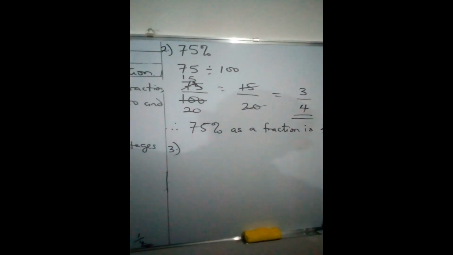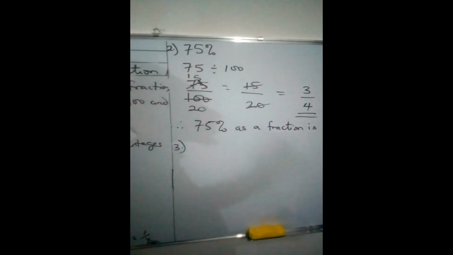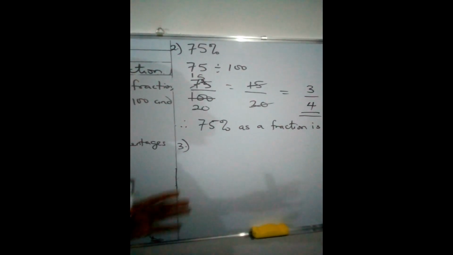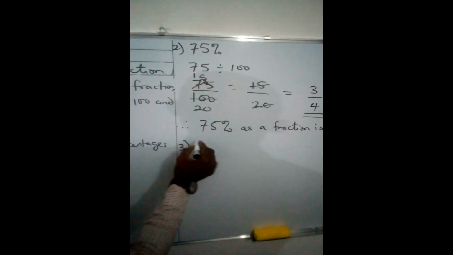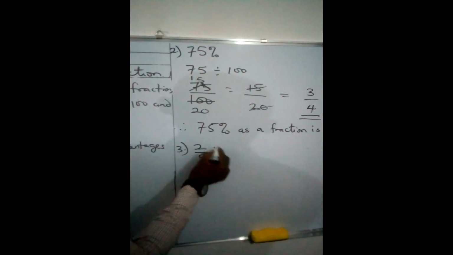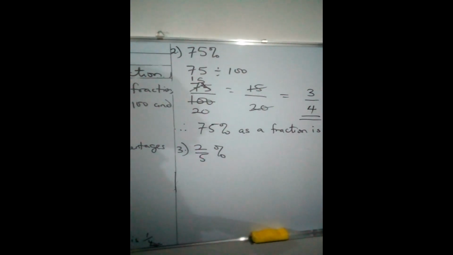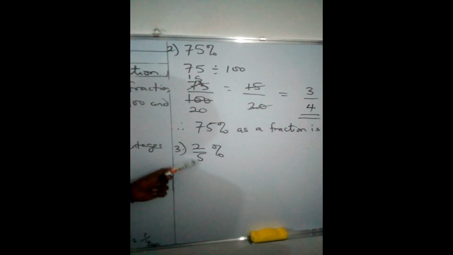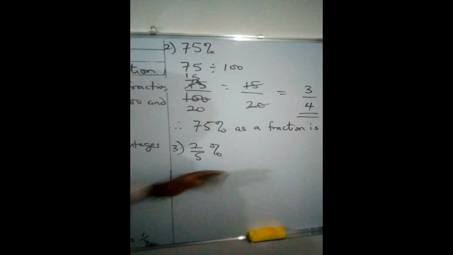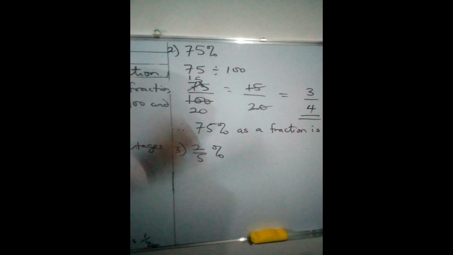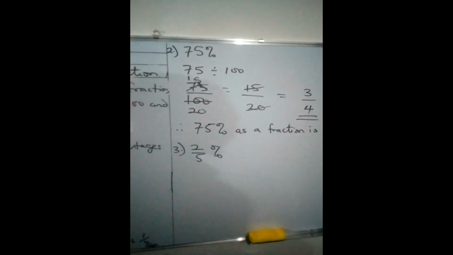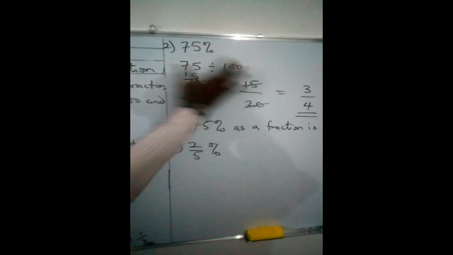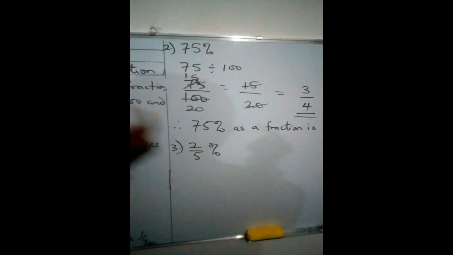Now, I need you to understand that a percentage can also be in fraction form. Don't get confused. For example, you have something like 2/5%. This is a percentage, but in fraction form. So don't be confused. It's not a fraction. It still remains a percent because you can see the sign there. But it exists in a fraction form. So the same thing you have done to others that are whole numbers is what you still do to this.